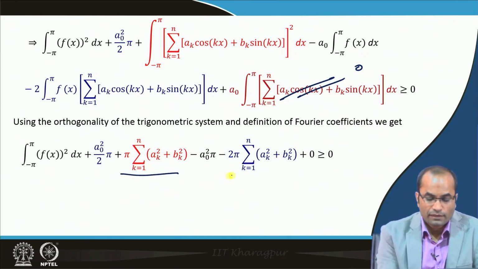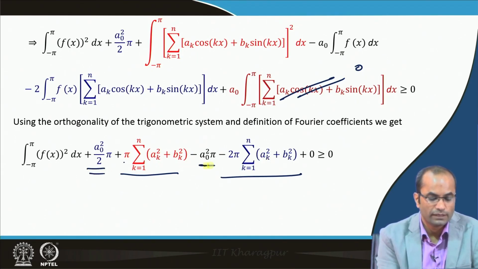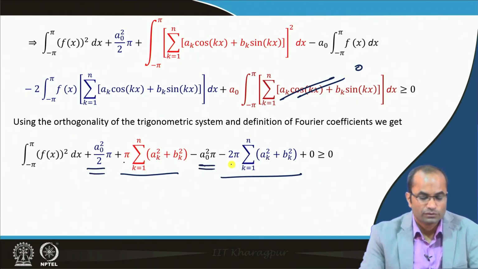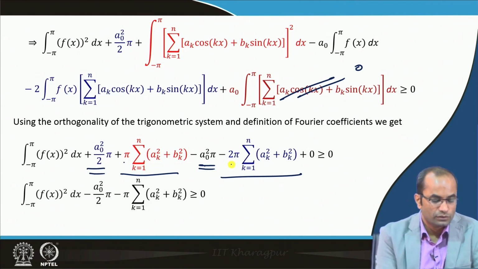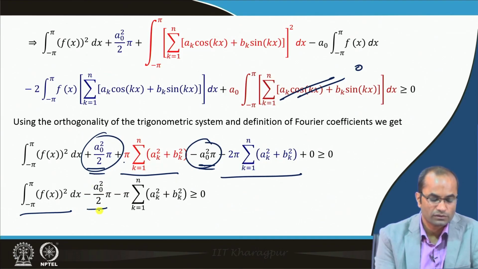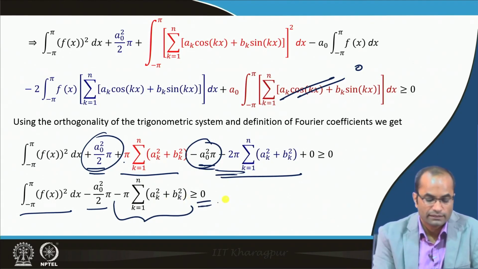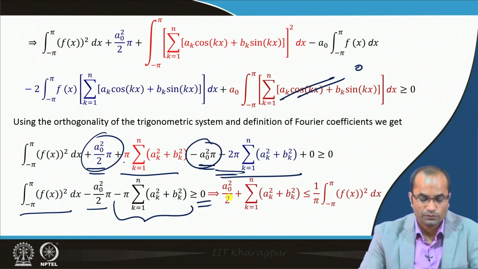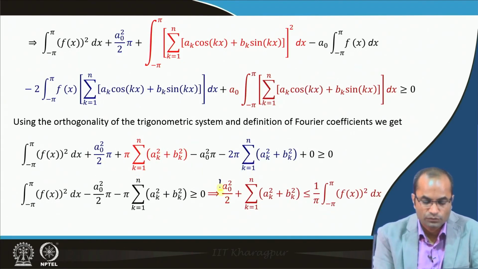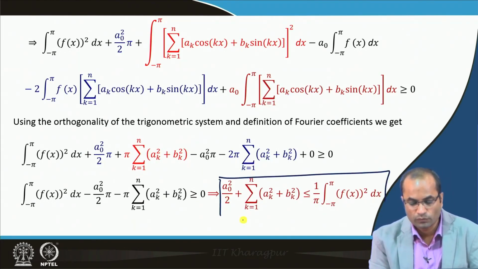So, this term and this term, they are the same. We have minus pi there, and here also we have a minus square term, so that can go to the other side. First the simplification: we have the integral of f x square dx, minus a_0 square by 2, because this was minus a_0 square, and then minus pi times the sum of a_k square plus b_k square, and the inequality greater than or equal to 0, which turns out to be Bessel's inequality.